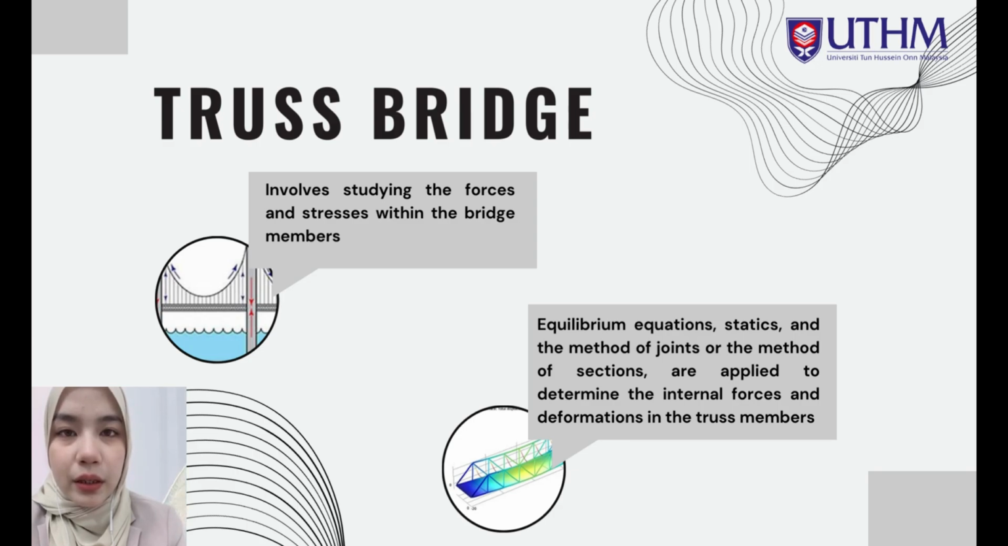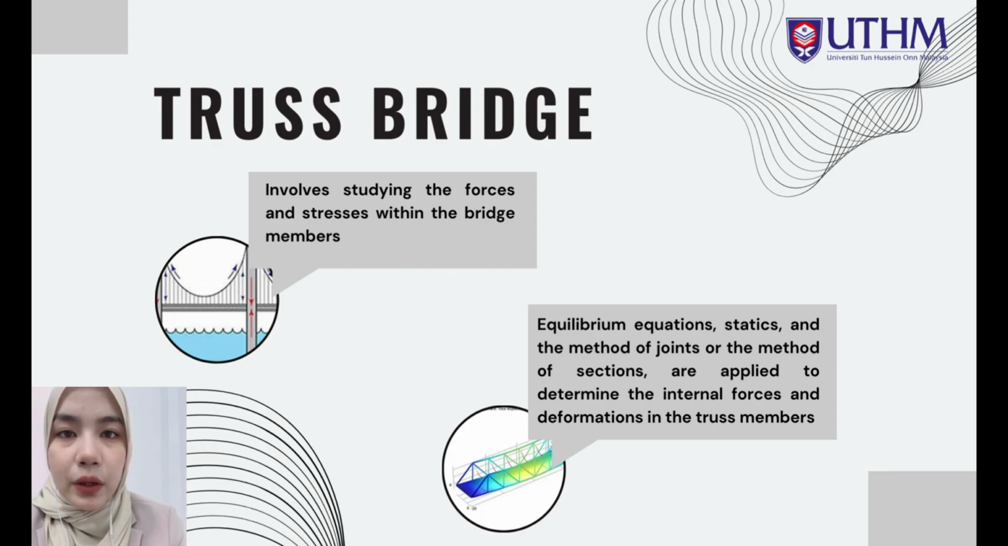Truss bridges are a type of bridge structure characterized by their open web of interconnected triangles known as trusses. These trusses provide strength and stability to the bridge by efficiently distributing loads. The analysis of truss bridges involves studying the forces and stresses within the bridge members under various loading conditions. Principles of structural analysis, including equilibrium equations, statics, and the method of joints or the method of sections, are applied to determine the internal forces and deformations in the truss members.